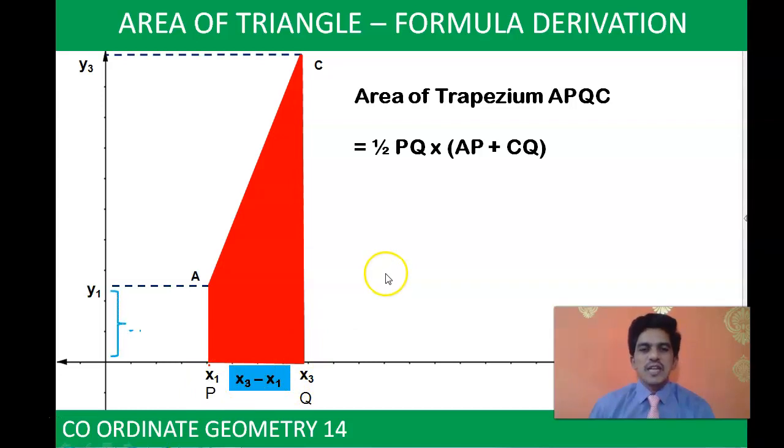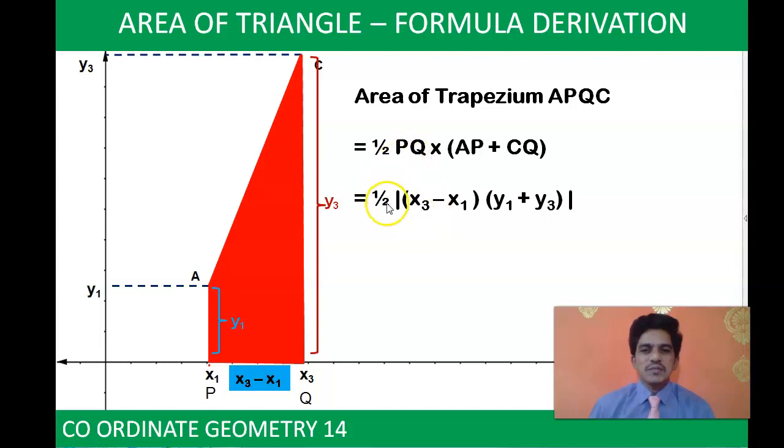Now when you come to the case of AP, it's actually y1, because from the origin to here it will be y1. Similarly, CQ is actually y3, because the coordinates of C are x3 and y3. Now here we have AP as y1 and CQ as y3. Let us substitute the values here. We got 1 by 2.